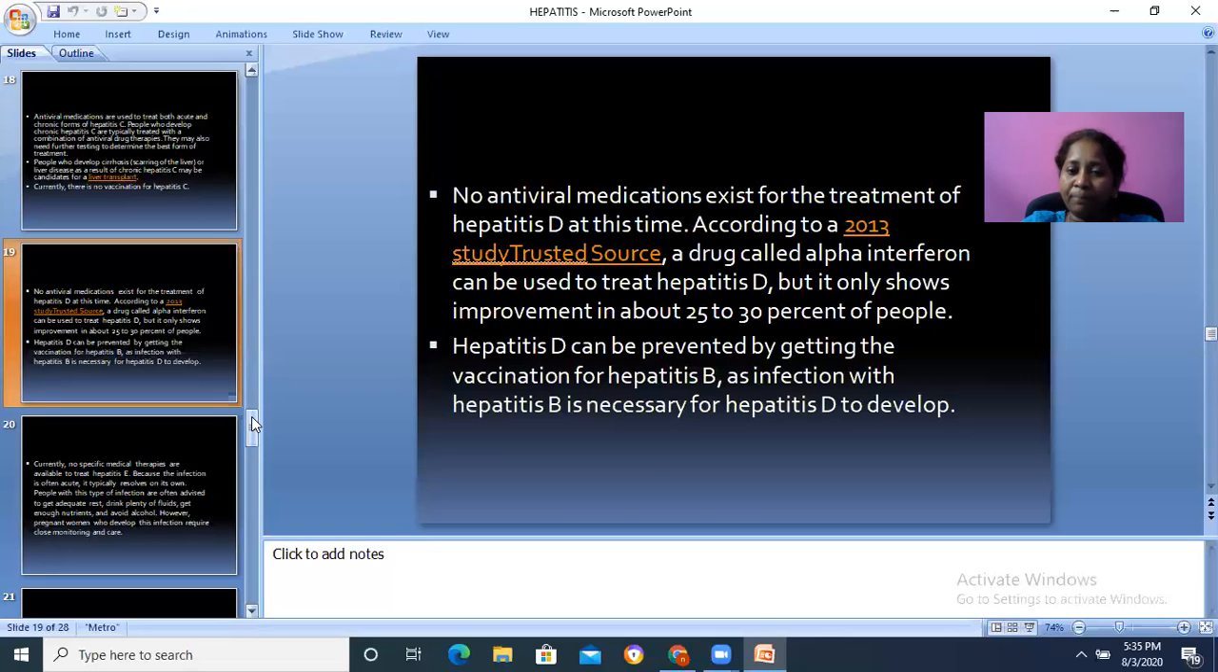Hepatitis D can be prevented by getting the vaccination for hepatitis B, as infection with hepatitis B is necessary for hepatitis D to develop. Earlier we have seen in the slides, wherever hepatitis B is there, hepatitis D is also there. So one must take precautions not to get infected with hepatitis B.